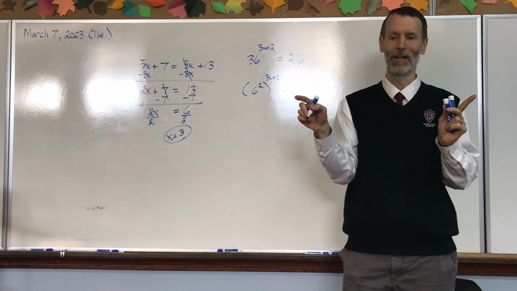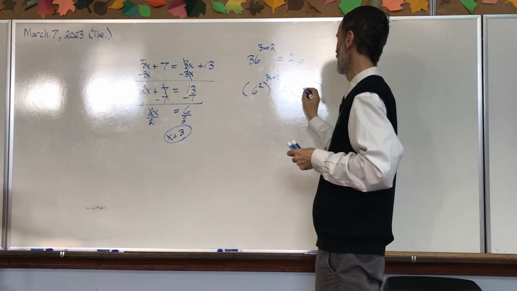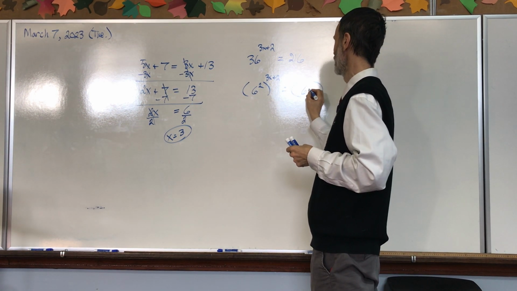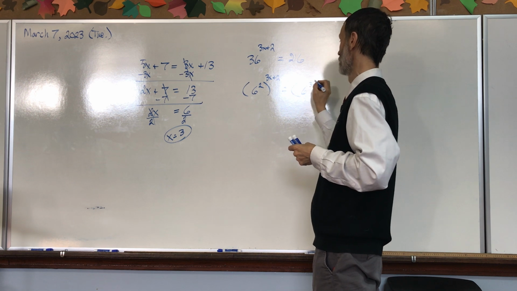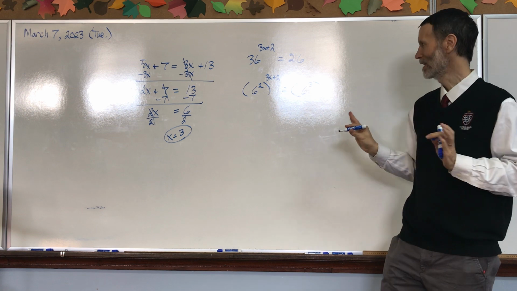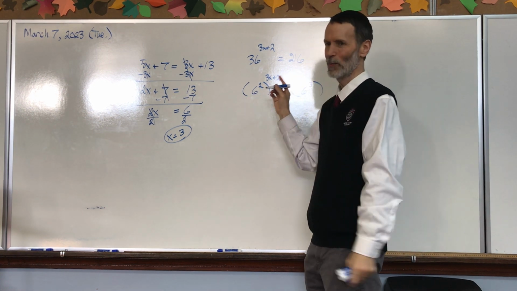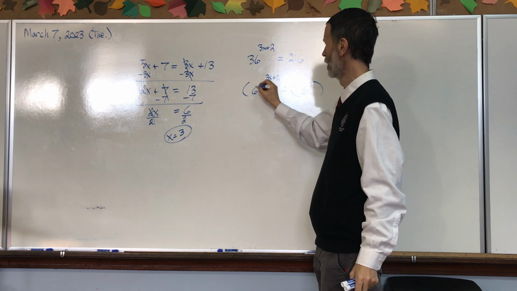Nice. That's your first step. You have to do that. If you have not done that, write it. 216, what's that? 6 to the what? 6 to the 3rd. Very good. That's the key to doing this. Get a like base. Now there's an exponent rule that would help here.